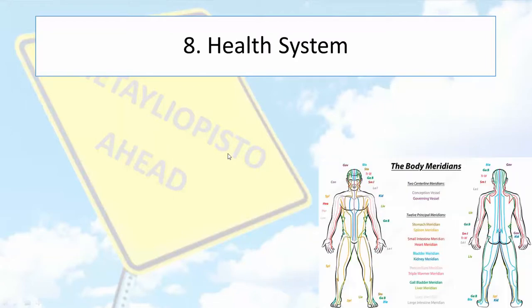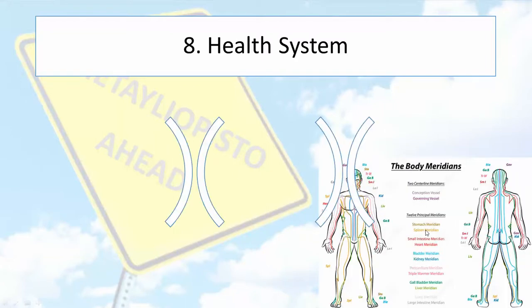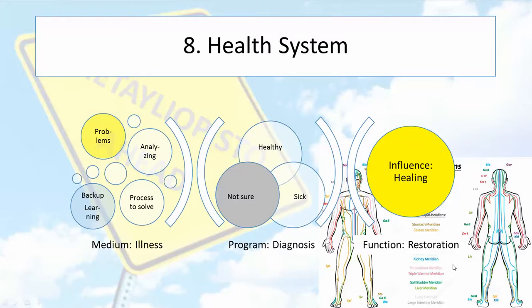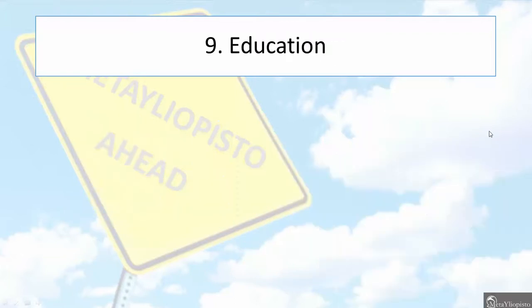And then the health system, the human body, meridians. And how does it work? The medium is illness, the program is diagnosis, and the function is restoration. And it works like that. The influence is healing.